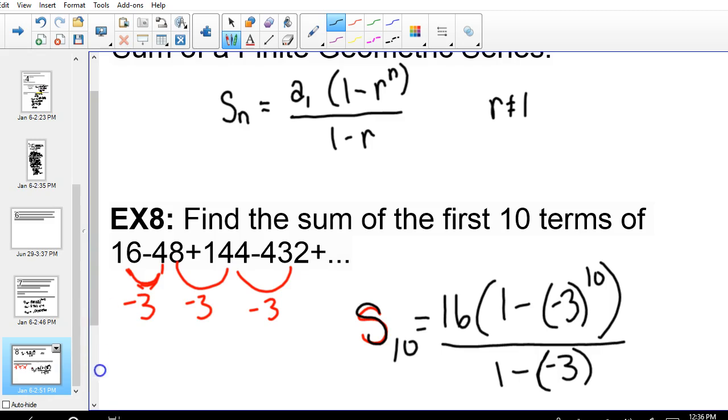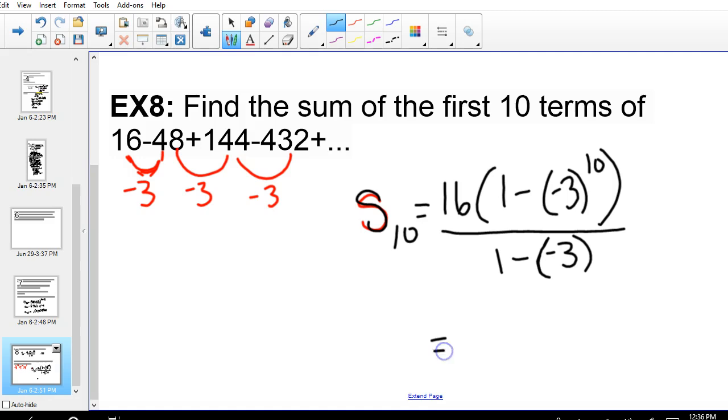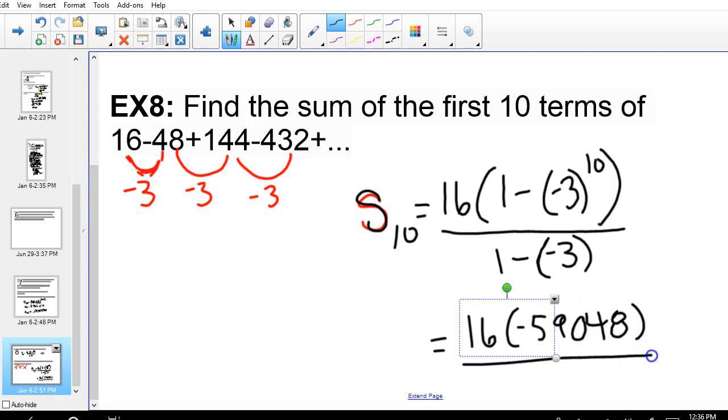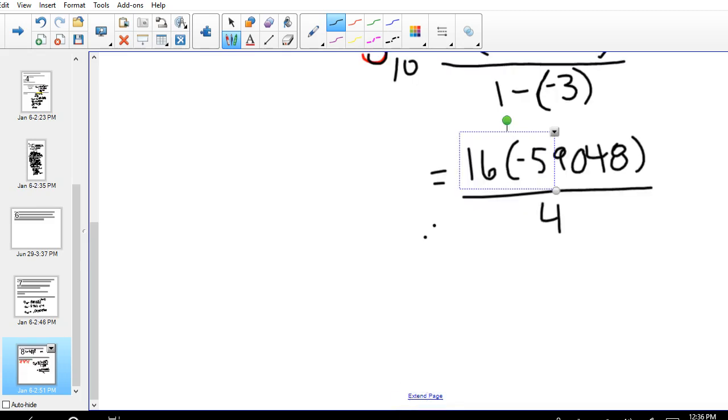I think it's hard to type all that into the calculator at one time, so I usually do pieces at a time. If you do 1 minus -3 to the 10th, you're going to get 16 times -59048 over 1 minus -3, which is going to be 4. So then we've got 16 times that big negative number divided by 4, which is going to give us -236,192.